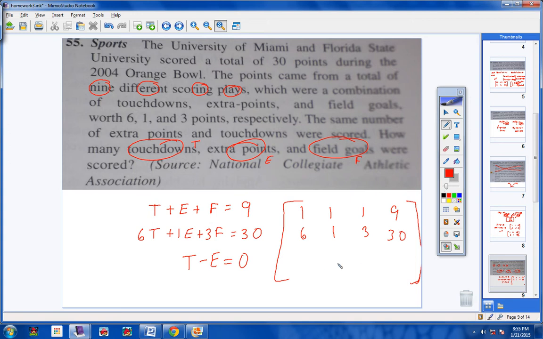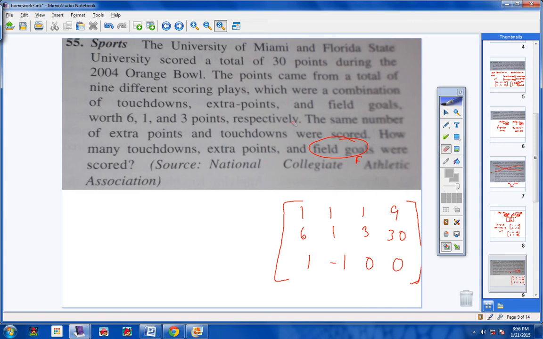Now be careful for your last line here. I have a T, 1 T, so I'll put a 1. For E, I have a negative 1. Notice there's no F, so I put a 0 for F, and then a 0 here. Now students, if you enter that matrix there into your calculator, and then use your RREF button, you will get this matrix out right here. If you don't, you're making a mistake somewhere.